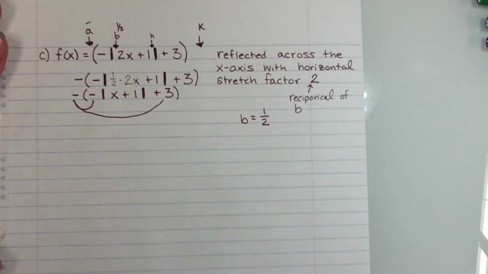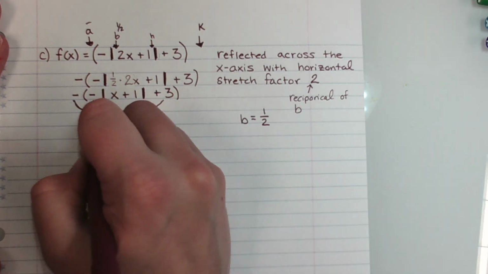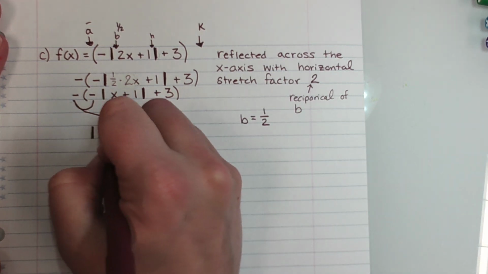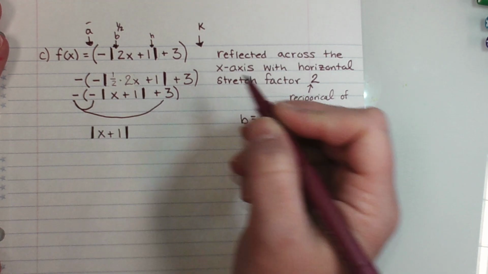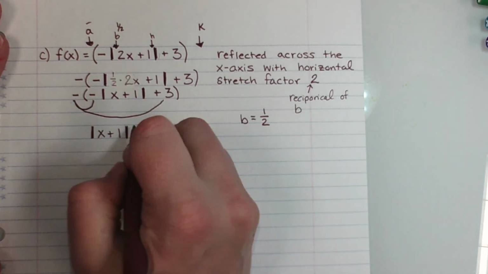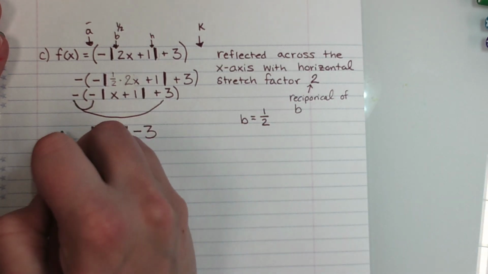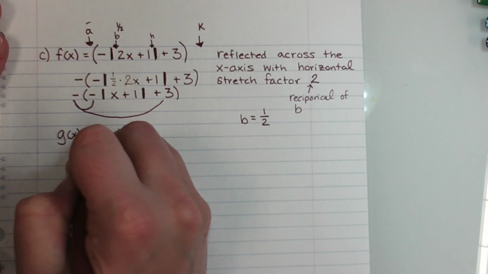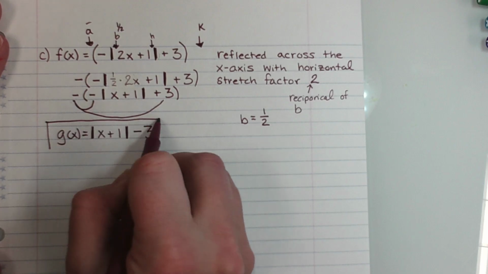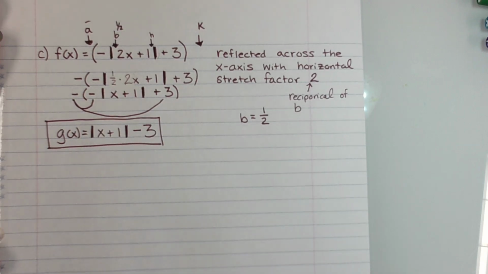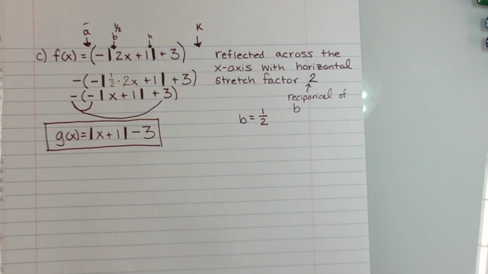You also distribute it over here. Negative, negative, positive. I'm left with the positive absolute value of x plus 1. Negative times the 3, minus 3. That is our g of x. The absolute value messes with people a little bit more because we want to multiply into them. You cannot multiply into absolute values.